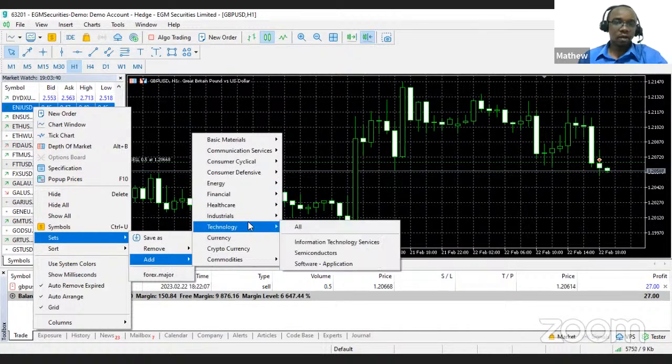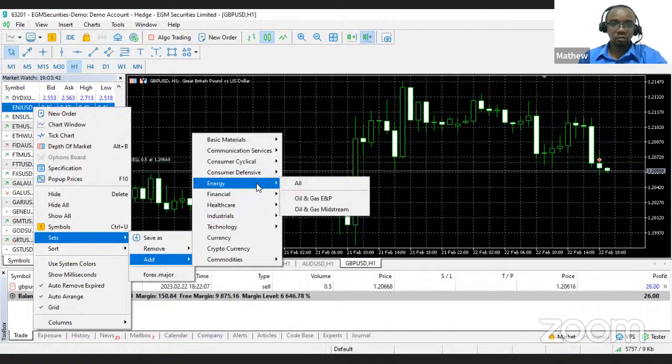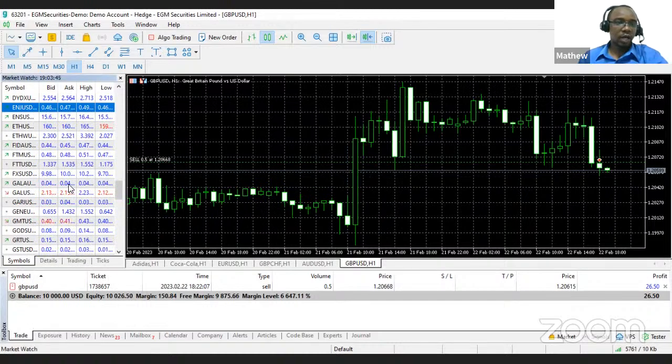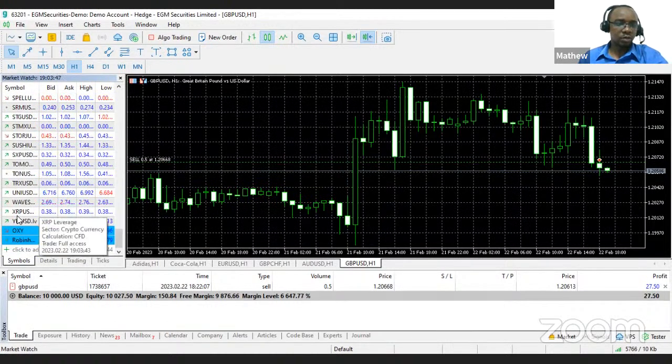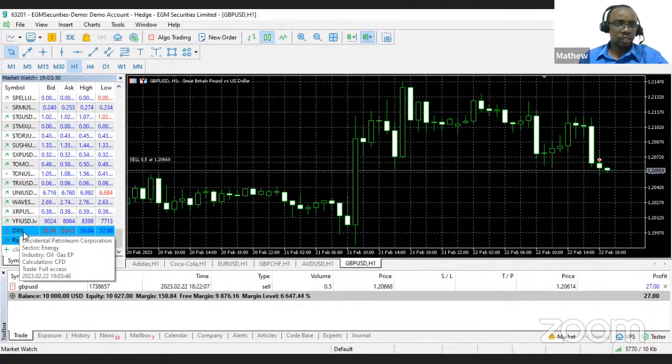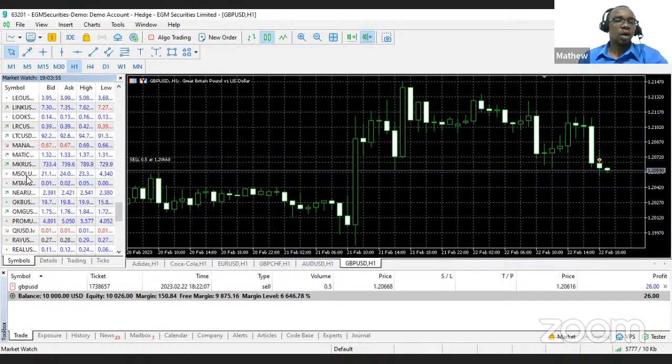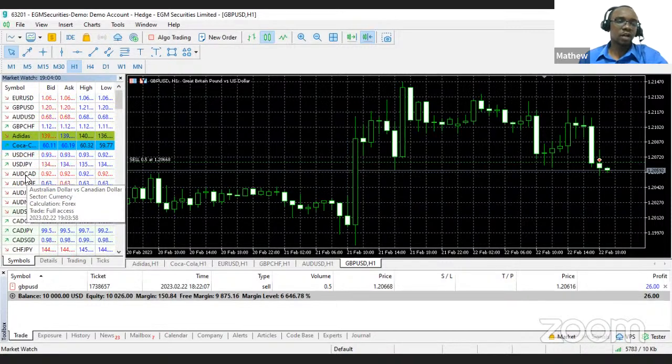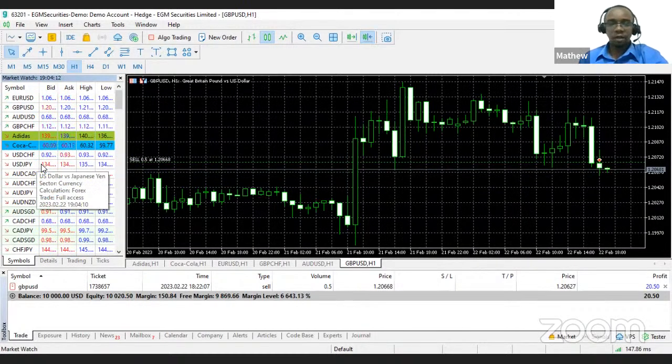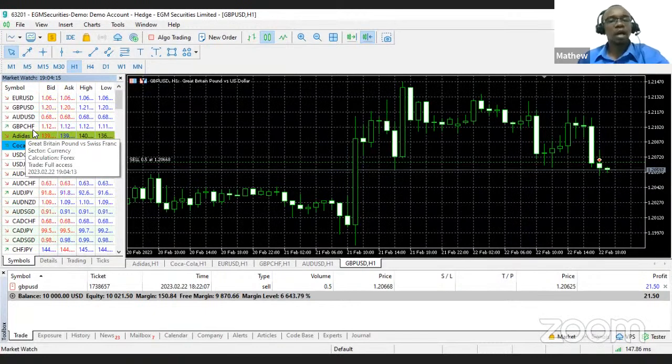Let's say you want to add energy, oil and gas, then you can add that and it should appear at the bottom. So you have Occidental Petroleum and Robinhood Markets. Your work as a trader is to make sure that you've minimized the number of assets so that you don't confuse yourself when you're trading. So this is just an example of what you need to do as a trader. Make sure that you have this on your chart.